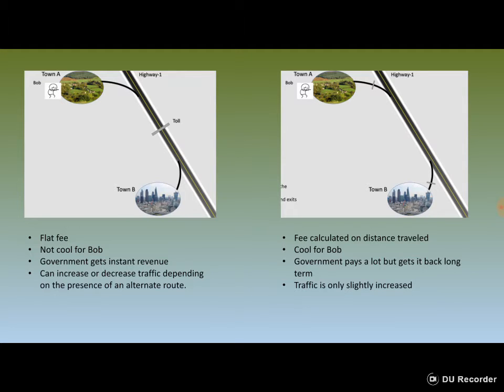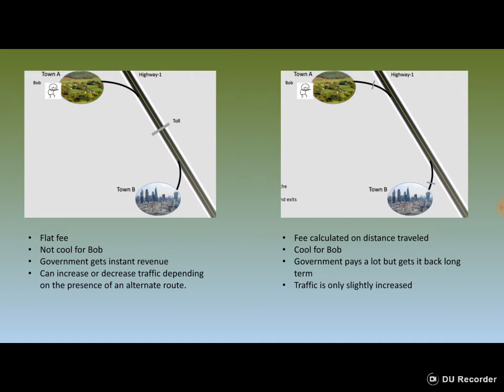In the second way of placing a toll, the fee is calculated on the distance that Bob travels, or anybody travels. Bob has friends, yes. It is cool for Bob because he can take the highway without having to kill his money. The government pays a lot in the beginning, but gets it back long term. Obviously, it also gets it back in the first one. The traffic is only slightly increased. It's not that bad of traffic.